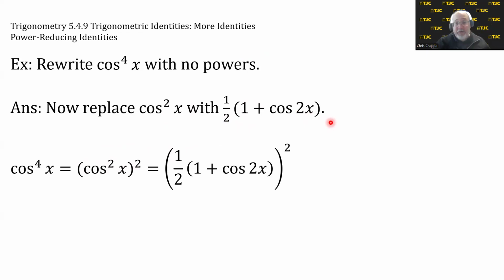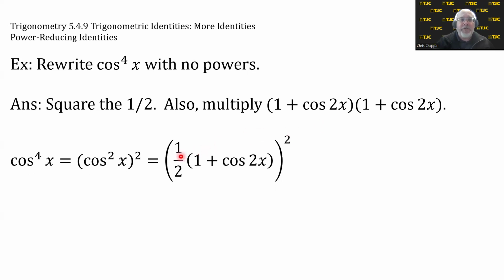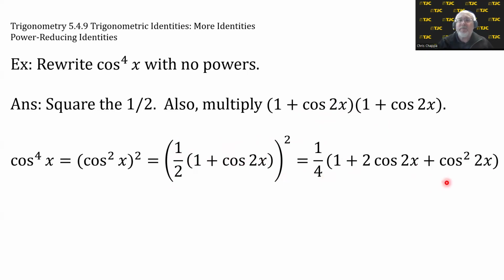At this point, we have a little bit of algebra to do. We're going to square the 1/2, which will make it a 1/4, but we're also going to square the 1 plus cosine 2x by doing a FOIL problem, 1 plus cosine 2x times 1 plus cosine 2x. If we do all that carefully, we'll get 1/4 from squaring the half, and 1 plus 2 cosine 2x plus cosine squared 2x by squaring the 1 plus cosine 2x. Well, not too bad, but we still have a power here on this last term, power of 2. Well, we know what to do with that now.